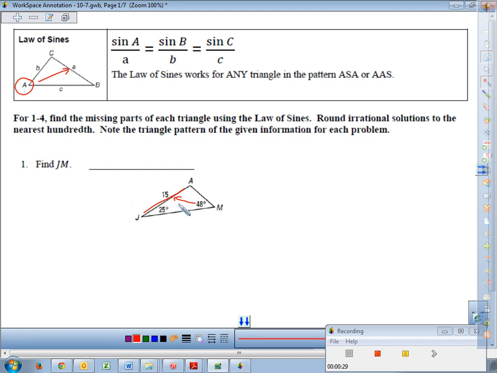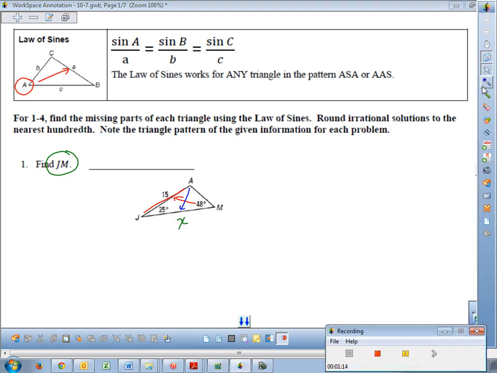It's like this guy's across from that guy. They want me to find the distance from J to M, though. Right? Find the distance from J to M. I'll put an X on that. I need the angle across from that. I don't have it. Can I figure it out? Because all three angles in a triangle add up to 180. So let's figure out what that one should be here real quick. 107, is that what you're getting? So this guy's 107 degrees.